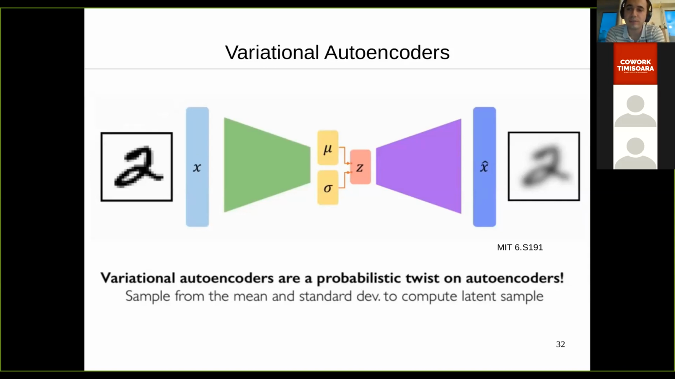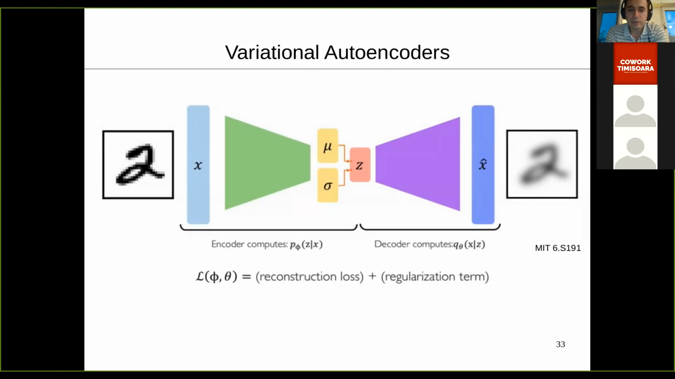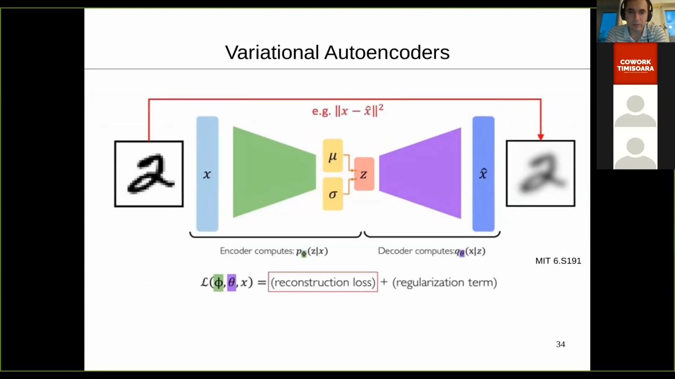So Z, we express it with 2 vectors. One is the vector of mu, the mean of a distribution, and the other is the standard deviation, or variance, of a distribution. So now it becomes probabilistic. So we can sample on Z to reconstruct new images. So the loss function now has a reconstruction loss and a regularization term. And I will say what they mean.